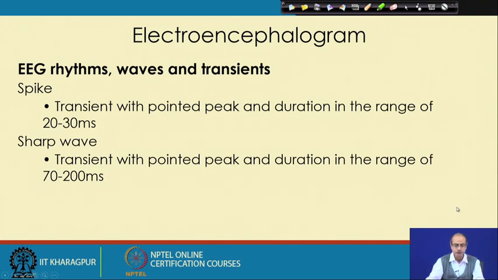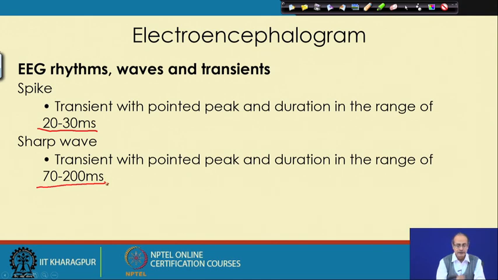Now, the next one we look at is the spike. The spike is a transient with a pointed peak and a duration in the range of 20 to 30 millisecond, and almost similar description is there for the sharp wave. These are transients with a pointed peak, and the duration is however much bigger, 70 to 200 millisecond. So, compared to the spike, the sharp wave's width is 3 to 10 times. Now, that is the difference.